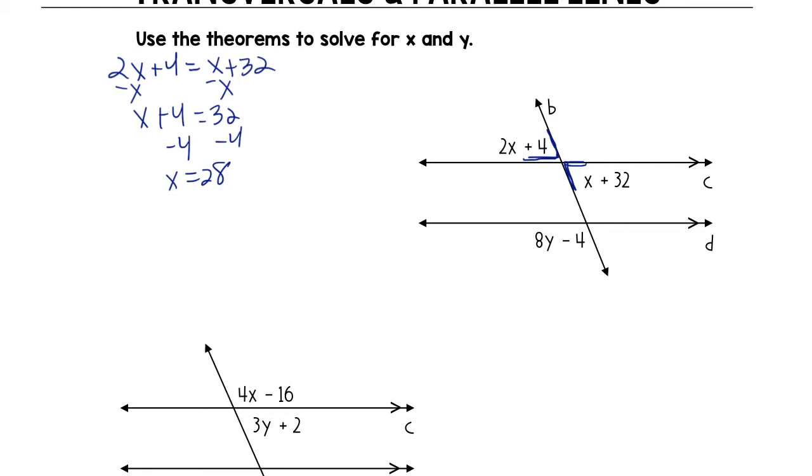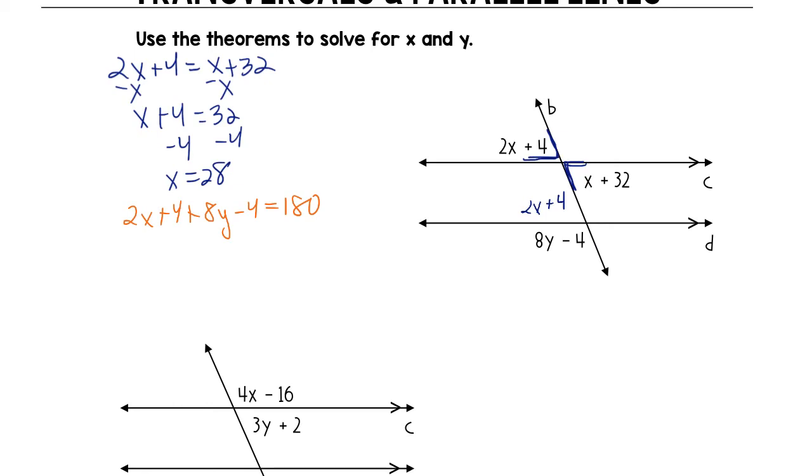Well, we know that this angle, 2x plus 4, is the same as the top one, right? These are corresponding angles, and they are congruent. So I know if I add those angles together, 2x plus 4 and 8y minus 4, they're going to equal 180. So I can say 2x plus 4 plus 8y minus 4 equals 180. Well, here's the problem. I have an x and a y and only one equation.